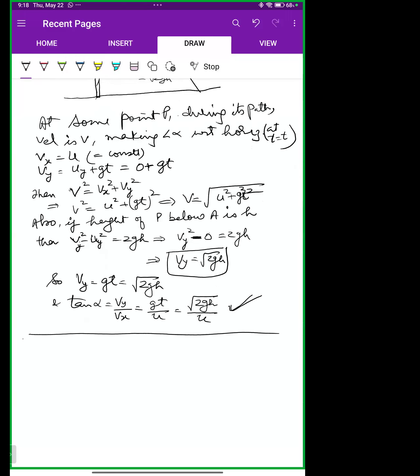You follow the steps. It is all very clear. Vy you have two values. Either it is Gt or it is root 2gh. If you want it in terms of height, it is root 2gh. If you want it in terms of time, it is Gt. These formulas are valid or usable only in case of horizontal throw. Don't use them elsewhere. You are going to make this mistake after some time. At least once you will make this mistake. After that, you will remember, I will not do that again.